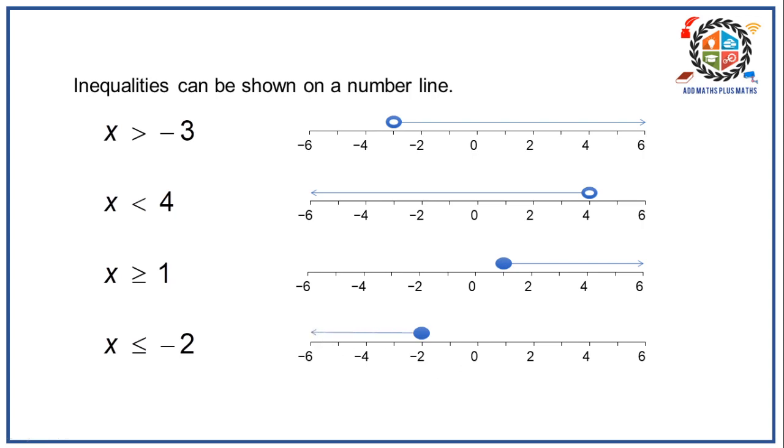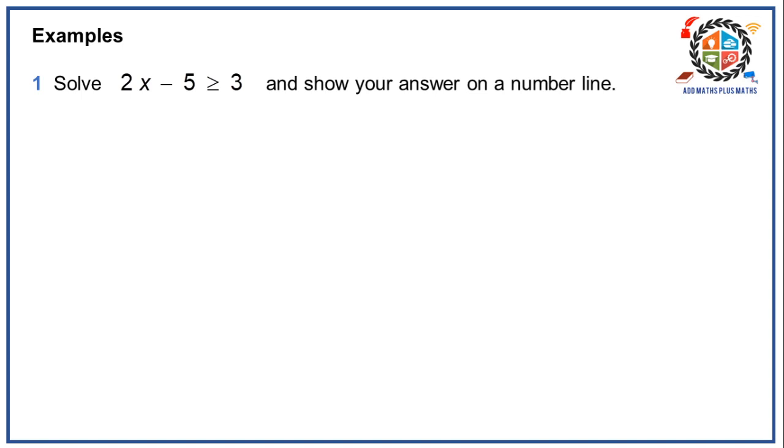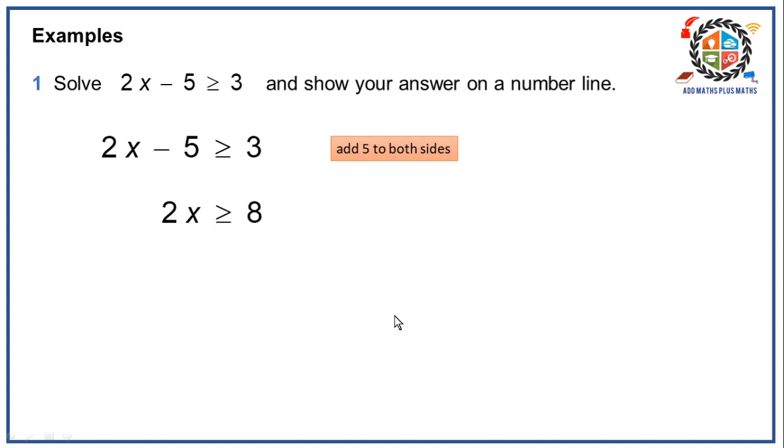There. Next, let's try to do some examples about inequality. Example number 1. Solve 2x minus 5 is greater than or equal to 3 and show your answer on a number line. If I want to solve this, I have to add 5 to both sides. Then it will become 2x is greater than or equal to 8. Then I will divide both sides by 2. After dividing both sides by 2, it will become x is greater than or equal to 4.